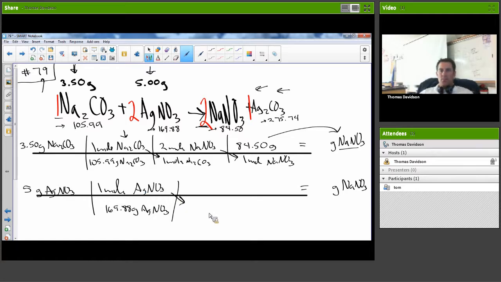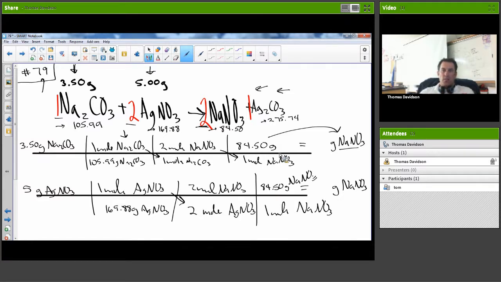Down here I must need mole AgNO3. Then I'm running out of space here. There is a 2 in front of that. So put a 2 here, and then the top matches the one above. I have 2 mole NaNO3. I have 1 mole NaNO3. On top, I have 84.50 grams NaNO3. Then let me pause this and do some math.